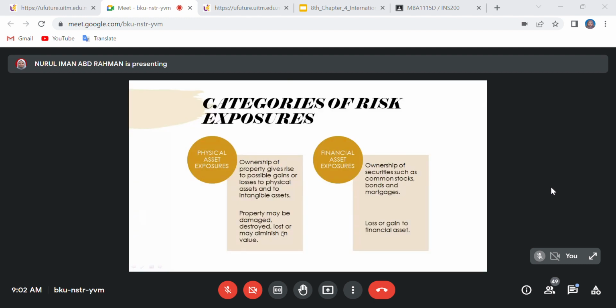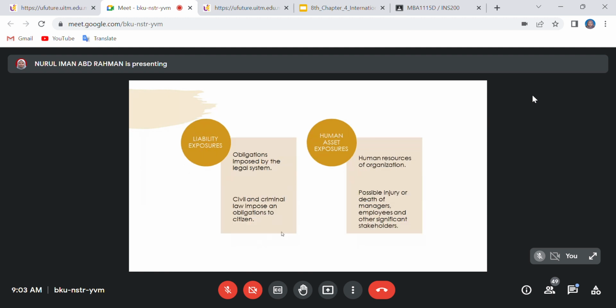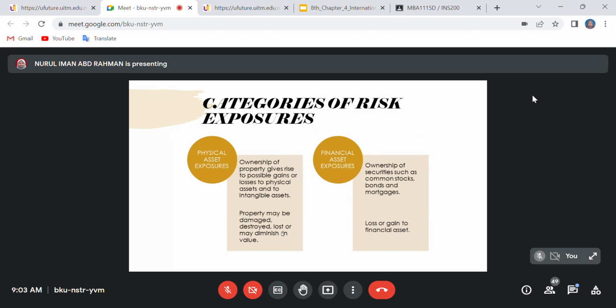For example your trademark, how can it be destroyed today? For example people want to steal, or copy something like McDonald's, so there may not be a loss, but it may be slightly tarnished. Okay, and then second one, financial asset exposure. This is where the ownership of a security such as common stocks, bonds and mortgages has the risk to expose to loss or gain to financial asset.